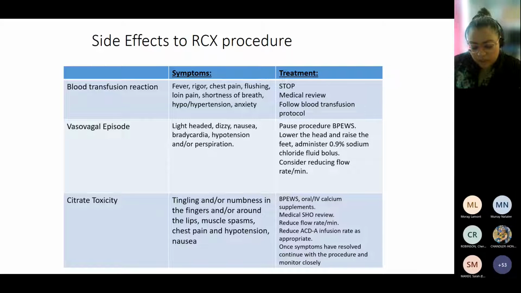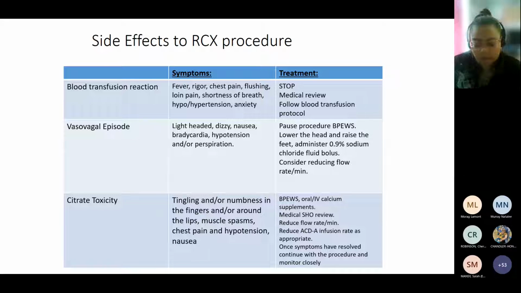So in immediate circumstances, you'd put up IV calcium or consider oral calcium if it's not such an immediate reaction. Get a medical review, and then once the symptoms have subsided, you'd think about reducing your flow rate and reducing your infusion rates for the ACDA in order to prevent it from reoccurring for the rest of that procedure.